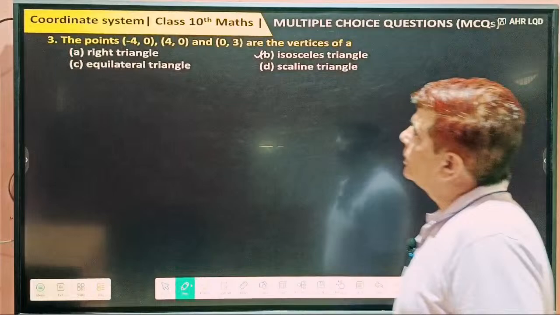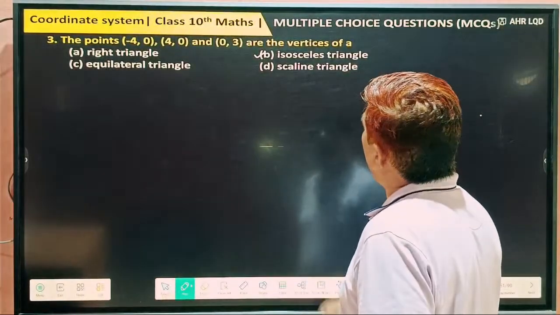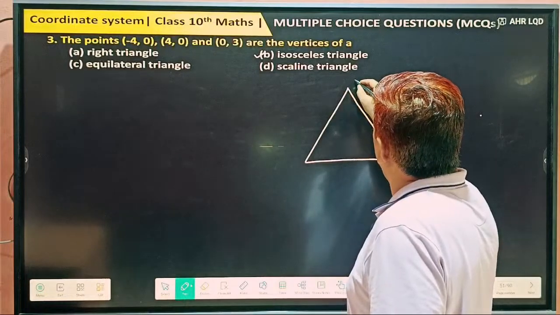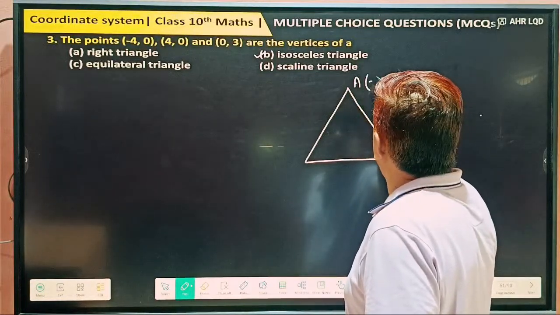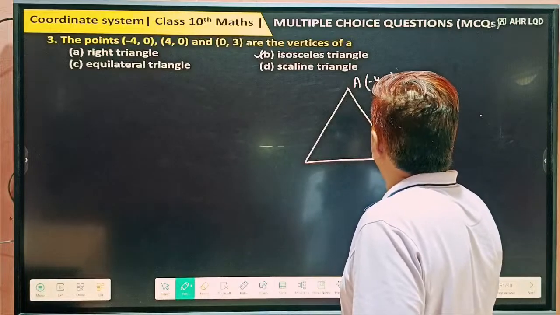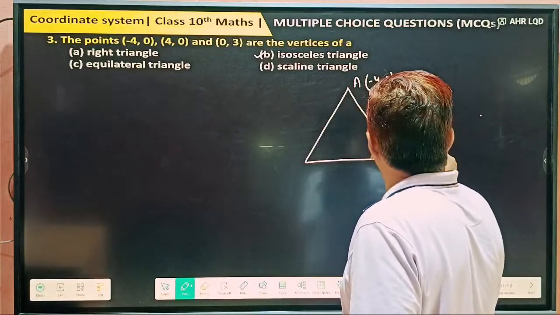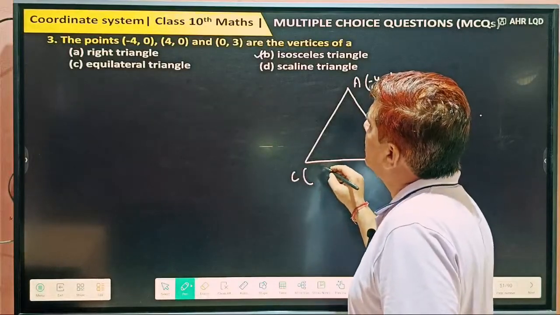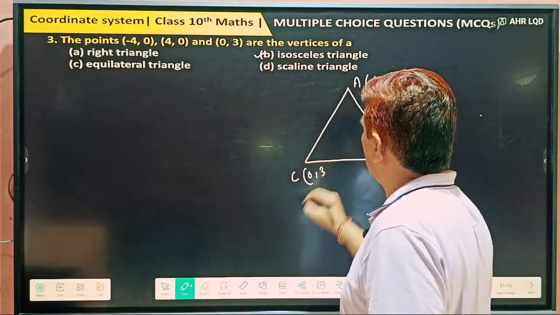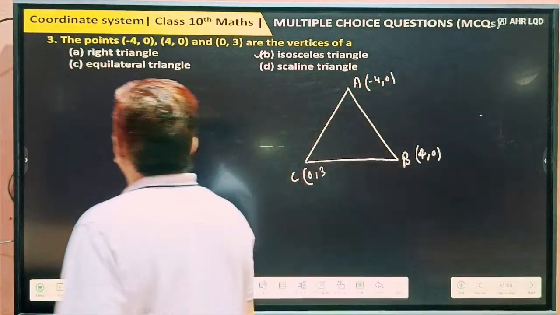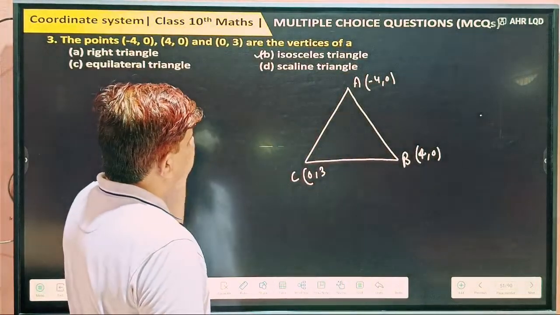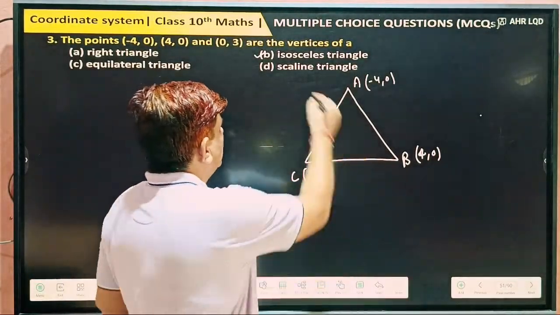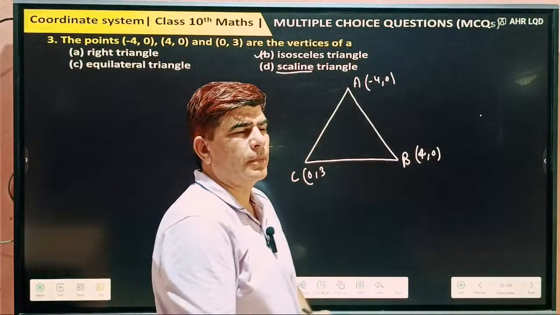Third, the points are the vertices. So these are given: point A whose vertex is (minus 4, 0), B is (4, 0), and C is a vertex whose coordinates are (0, 3). We have to tell whether it is a right angle triangle, isosceles triangle, equilateral triangle, or scalene triangle.